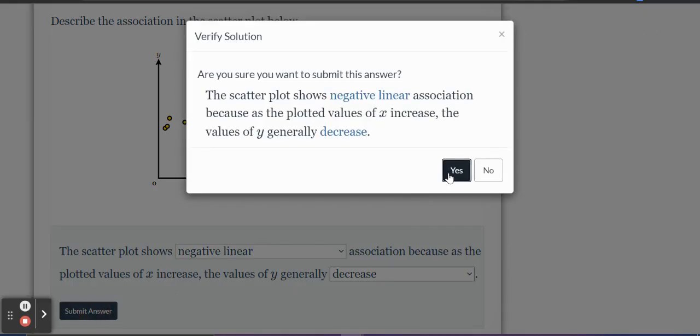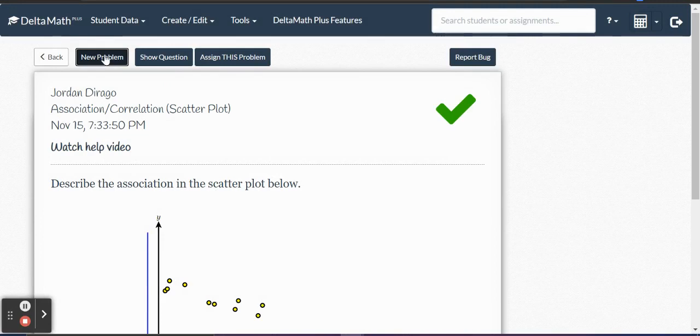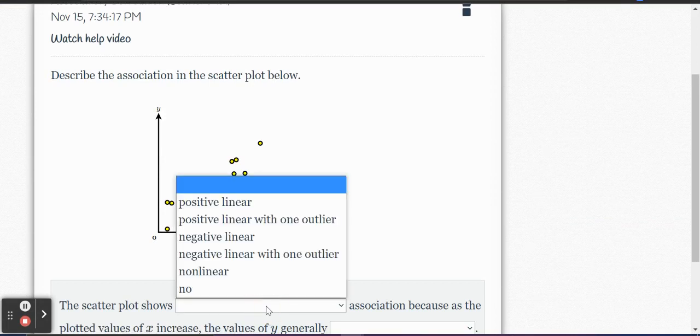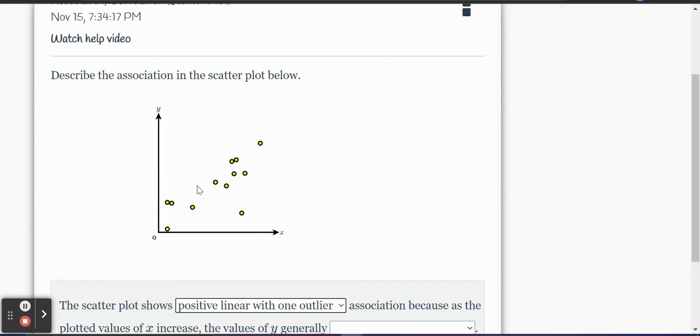Let's try this. Okay, new one. So there we go. This one is a little bit more scattered. It looks like they're going up, positive. Would it be linear? I guess there's a couple of outliers in there. I don't know if there's one outlier. Maybe there would be one outlier. This would be the outlier right here. If I drew a line right here, this would be the one outlier.